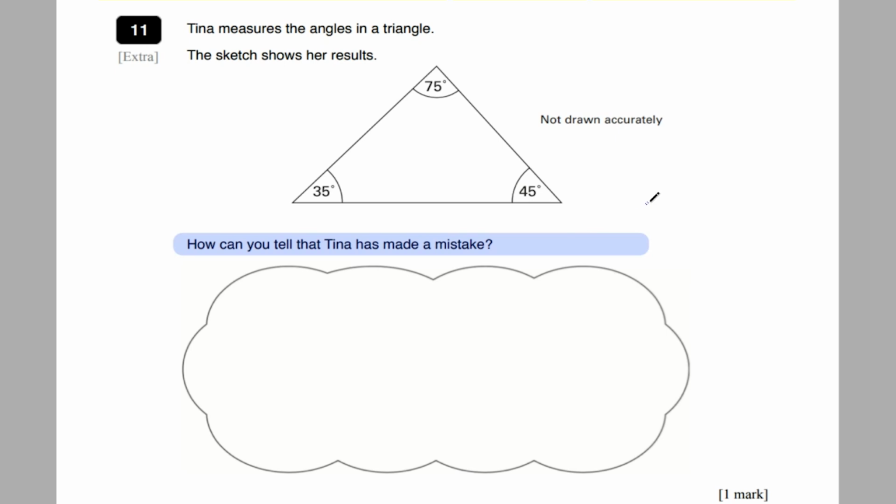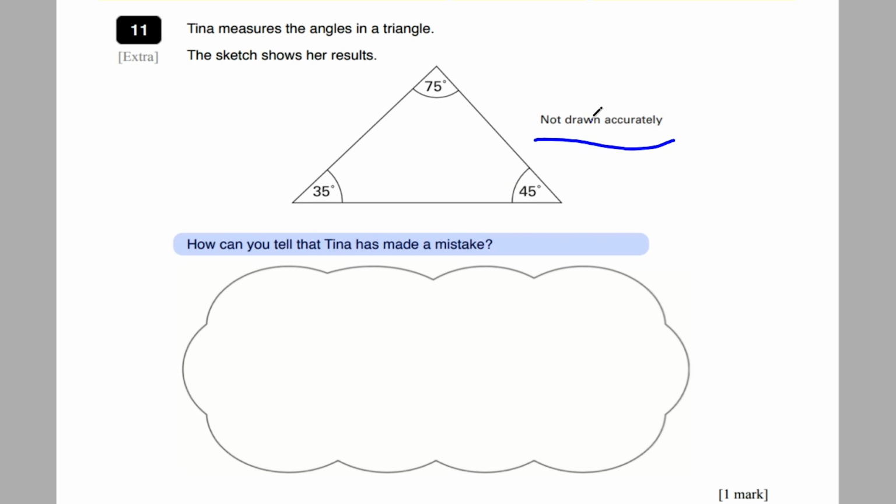So here's another question, and we do get these kinds of questions on the reasoning paper where we're asked to explain something. Okay, Tina measures the angles in a triangle. The sketch shows her results: 75, 35, and 45. Notice how it says it's not drawn accurately. That means that you won't need a protractor to check the angles on here. How can you tell that Tina has made a mistake?